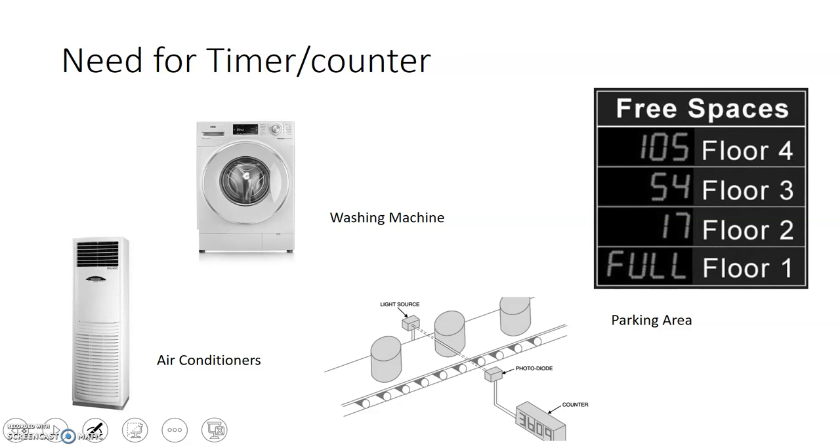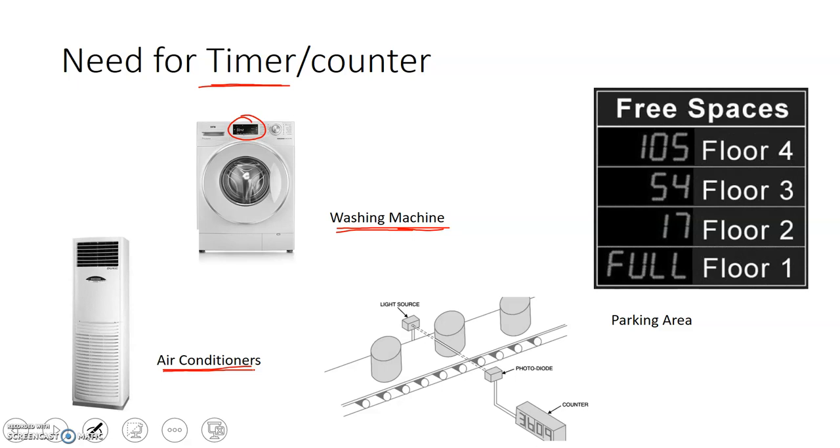Say for example, the washing machine which is used at home. You normally set some time. I'm talking about automatic washing machines. You set some time in the washing machine and you want the washing to go on for that much amount of time exactly. So that is where the timer comes into the picture. Similarly, you talk about air conditioners. You want to run the air conditioner for a certain period of time. You set that value in the air conditioning system, and the air conditioner will work for that time.